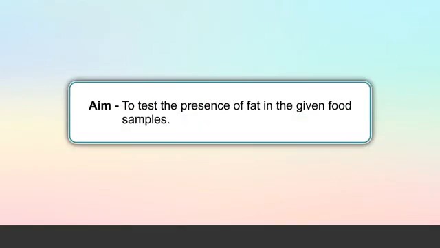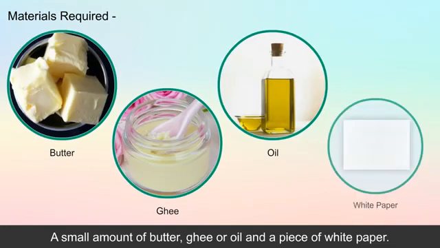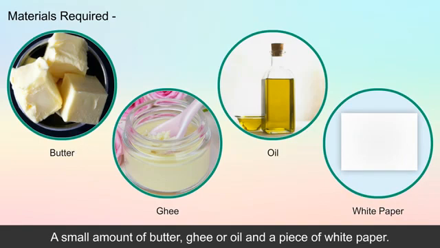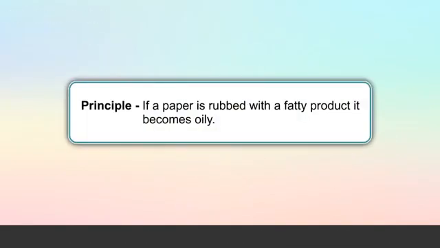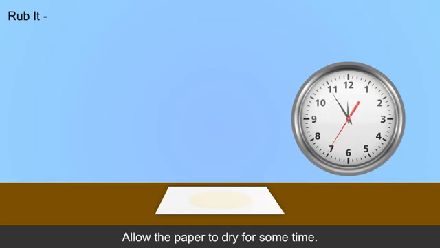Activity 2. Aim: to test the presence of fat in the given food sample. Materials required: a small amount of butter, ghee, or oil, and a piece of white paper. Principle: if paper is rubbed with a fatty product, it becomes oily. Procedure: put some drops of oil or any fat on a piece of paper. Rub it. Allow the paper to dry for some time.